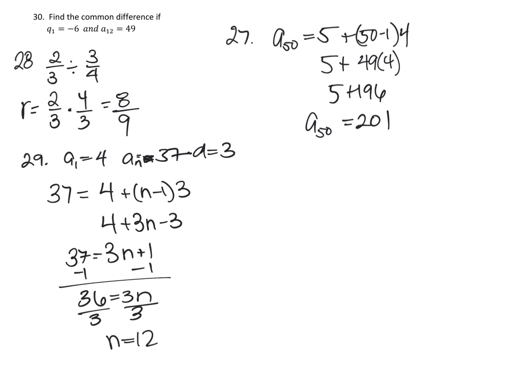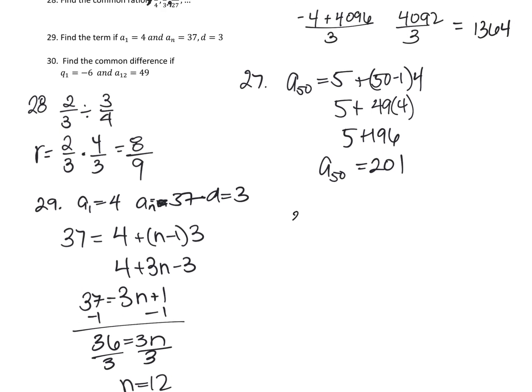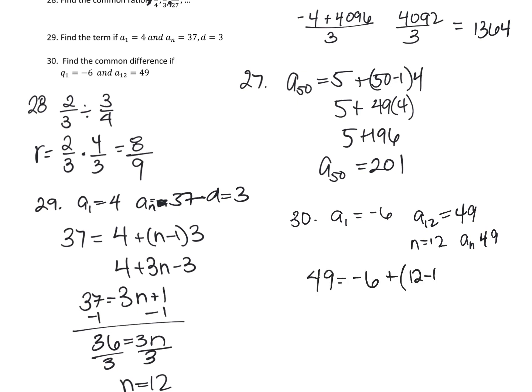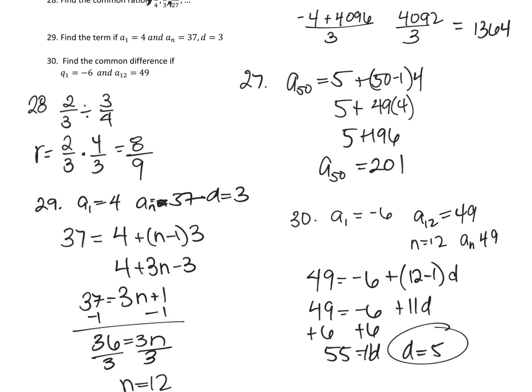When you are looking at the video and doing the problems, number 30 says find the common difference. If A1, that's a Q it looks like, is negative 6, and A12 is 49. So my N is 12 and my AN is going to be 49. It says find the common difference, so that means I'm going to use the AN formula. So 49 equals negative 6 plus 12 minus 1 times D. 49 is negative 6 plus 11D, add 6, 55 equals 11D, and D is 5. And it only asked for D, so I don't have to write a formula.